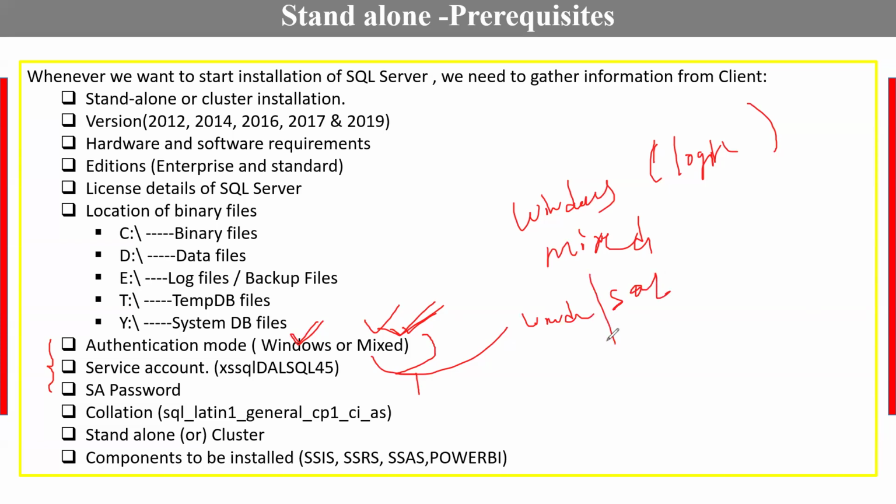We will create two types of logins: one will be Windows login, one will be SQL login. When you go for Windows mode, it will allow only Windows logins to connect. If you enable mixed mode, it will allow Windows logins, and it will also allow SQL logins to connect. But as per best practice, we won't encourage SQL logins, sir. In the real world, as part of best practice in terms of security, we will try to avoid SQL logins.